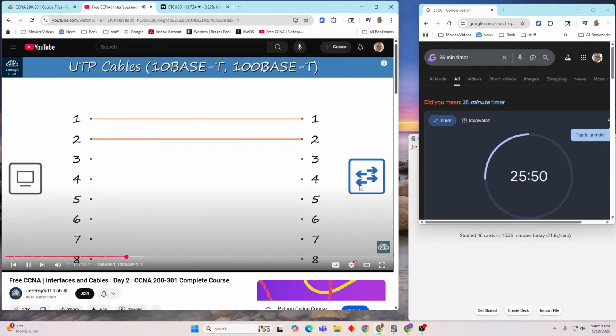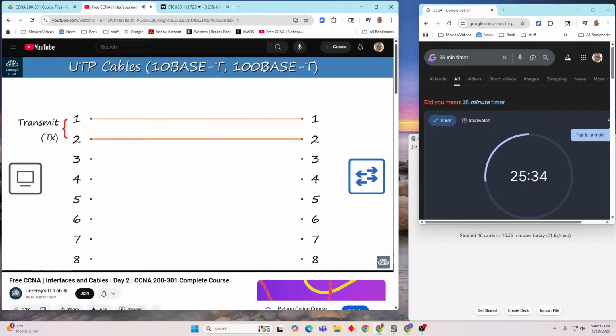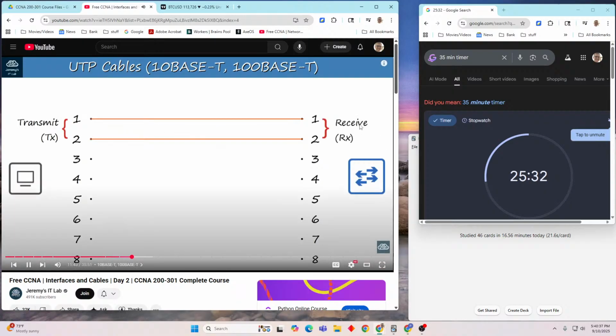Although in this diagram the wires look straight, remember that in a UTP cable, the pairs are twisted together. So in a real cable, these 2 wires would actually be twisted together like in the photo we saw. The PC will use pins 1 and 2 to transmit data to the switch, which we can write as TX. Because the PC is transmitting data on pins 1 and 2, the switch cannot transmit data on those pins. It has to receive data, which we can write as RX, on pins 1 and 2.